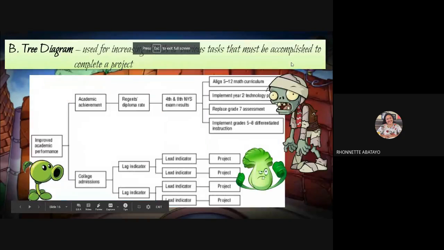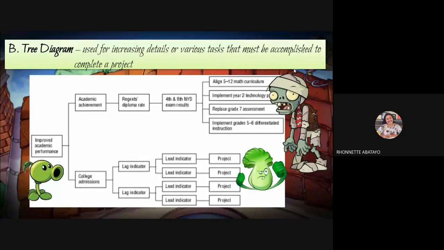Next one is the tree diagram. We use this chart to increase the details of the various tasks being accomplished, or that you want to complete in a project. We also use this one to achieve a specific objective. There's also a site where we can make a tree diagram online.